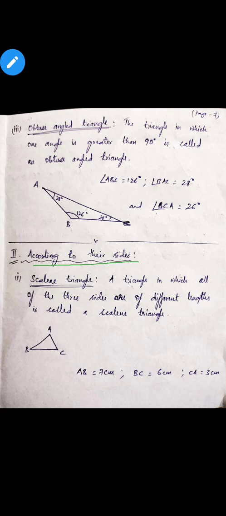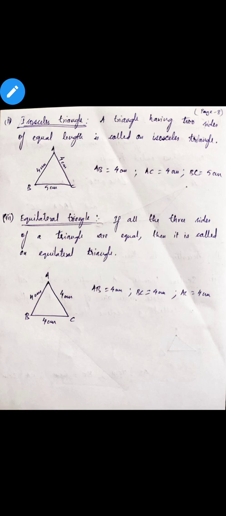That is scalene triangle, a triangle in which all of the three sides are of different lengths. You should remember this, all are different lengths. This is called a scalene triangle. And the next one according to the side is an isosceles triangle. You should remember here, in an isosceles triangle, two sides are equal. A triangle having two sides of equal length is called an isosceles triangle.